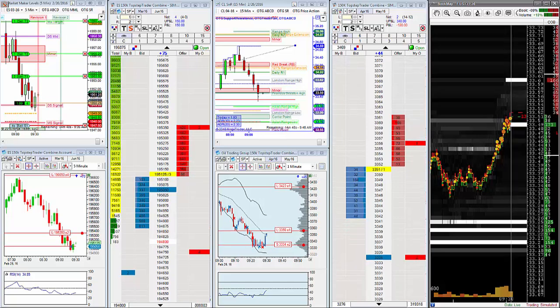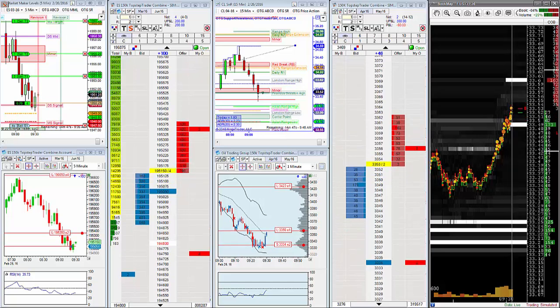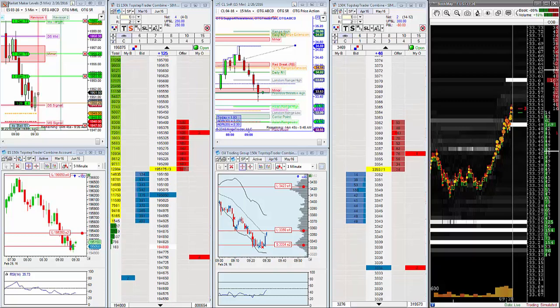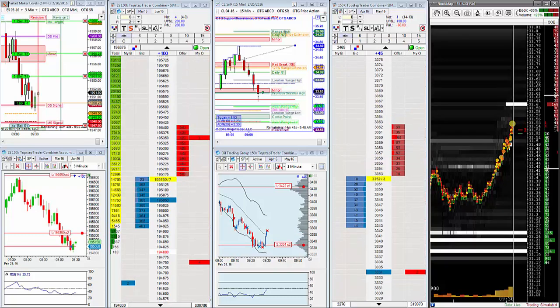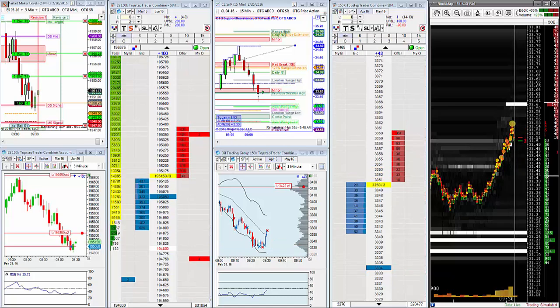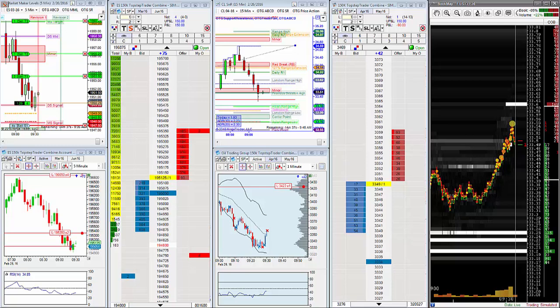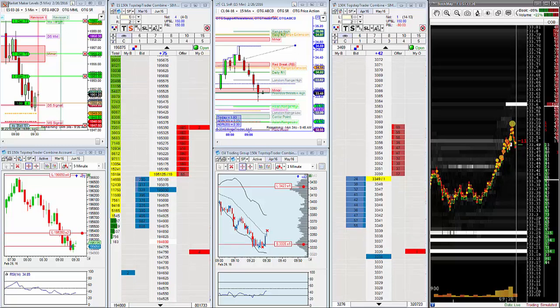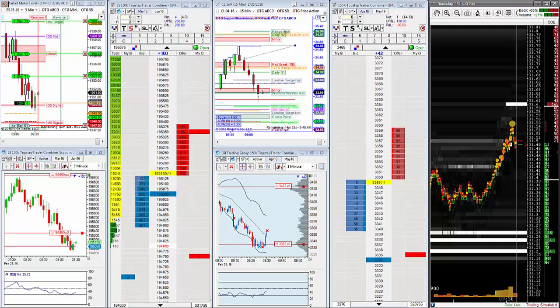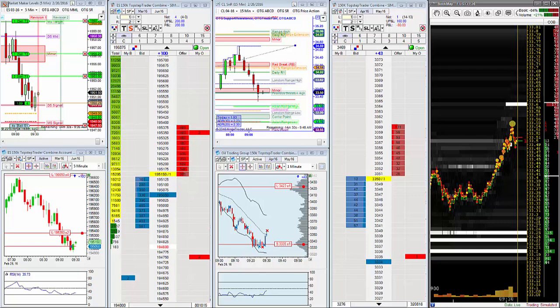Come on, ES. Push through. And CL both. There's 53, 54. Okay, there's 56. Target 1. That's what I was waiting for. Okay, so stop now is 35. Now let's see if we can rally up through 56.